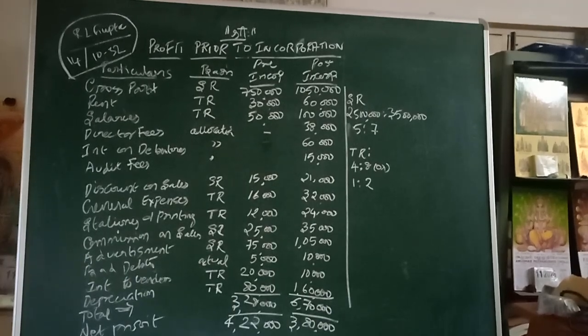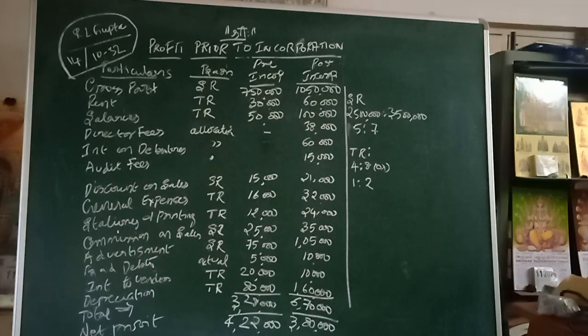Another one is the time ratio. The pre-incorporation period is from the date of start of the company up to the date of incorporation. Post-incorporation is from the date of incorporation up to the year end, as per the information given in the question. Here the time ratio comes to 4 is to 8. If you simplify that, 1 is to 2. Gross profit is related to sales, so it is apportioned on the sales ratio.